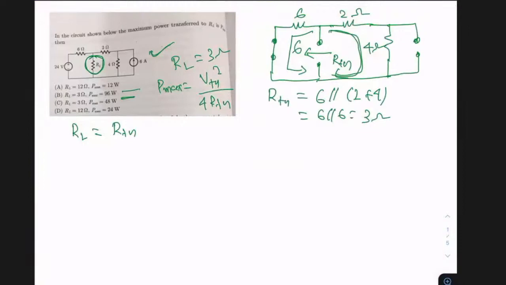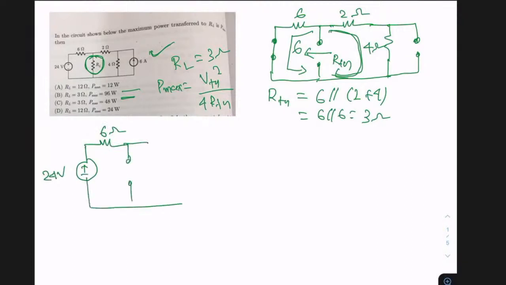Now we have to get VTH. How do you get VTH? To get VTH, what I have to do? The corresponding load I have to make open circuit. If I'm open circuiting the corresponding load, how does the circuit look like? So this is your 24 volts. This is your 6 ohms. So this load is open circuited. So this is your 2 ohms.